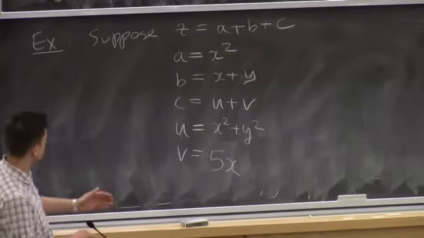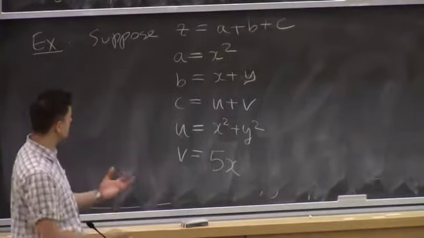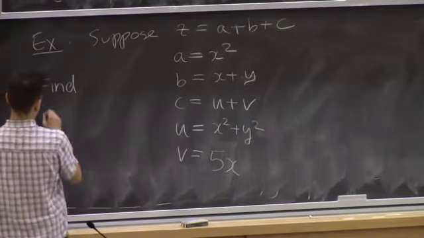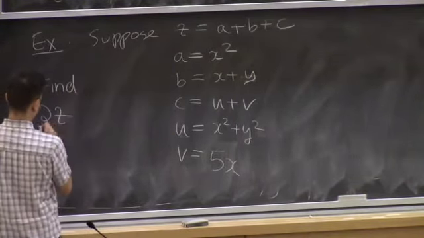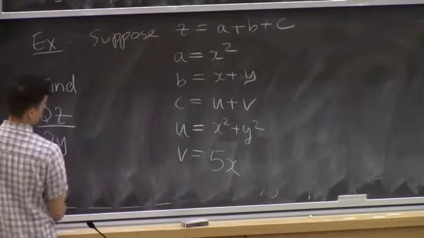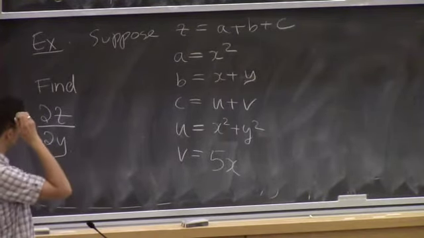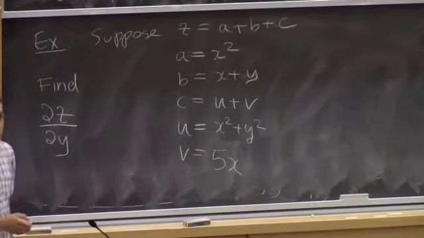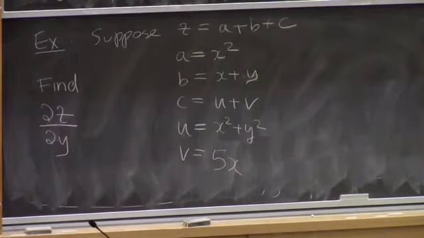Okay, so here's six variables, lots of stuff going on. Okay, so take a moment, copy it down, and try writing out the dependence diagram.